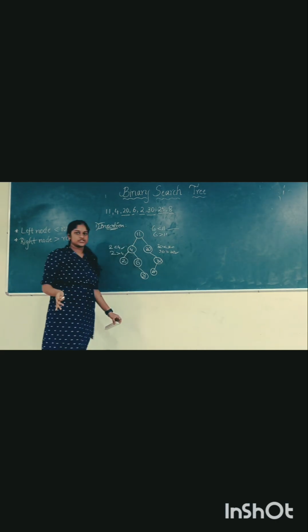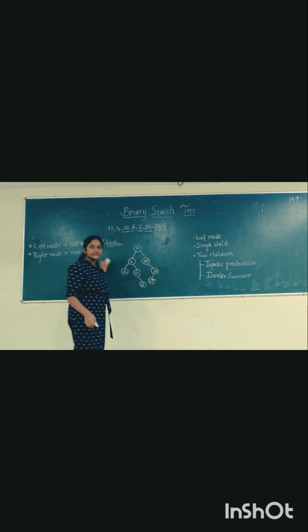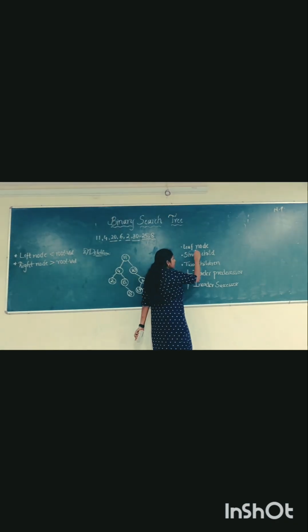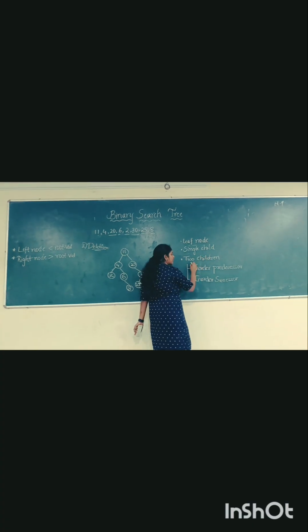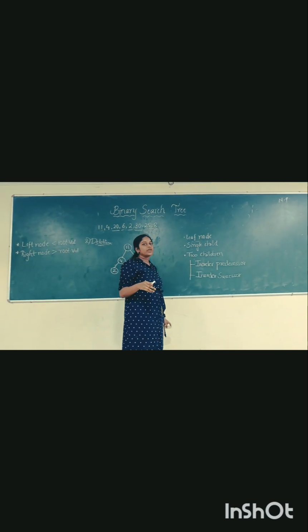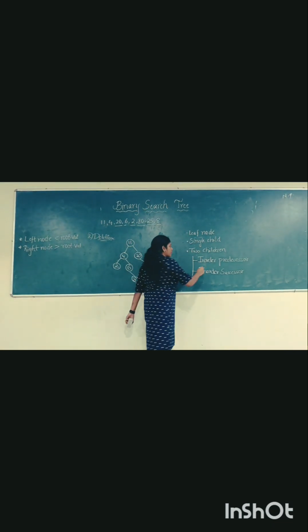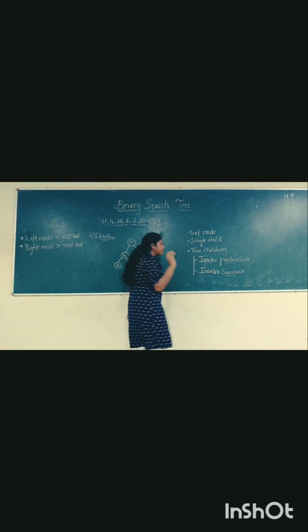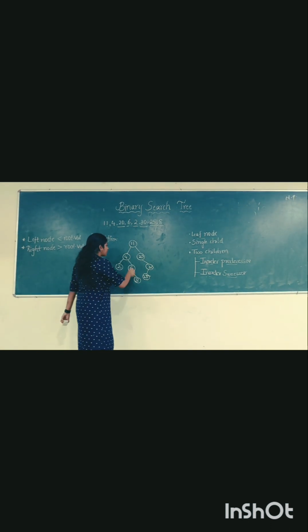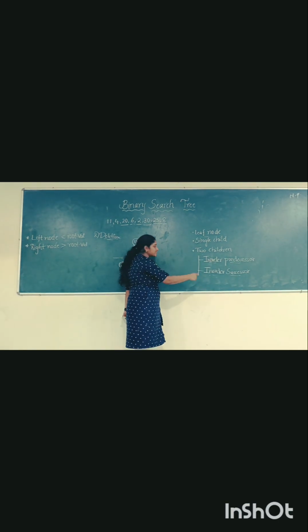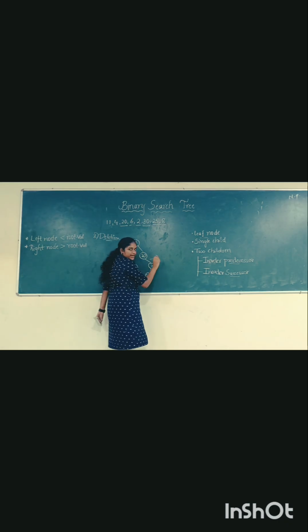This is called insertion. Coming to the deletion, we have three conditions. Maybe the deleting node is a leaf node, or it has a single child, or it has two children. When the deleting node has two children, there are two types of conditions: in-order predecessor and in-order successor. In-order predecessor is nothing but the greatest value in the left subtree. In-order successor is nothing but the smallest value in the right subtree.